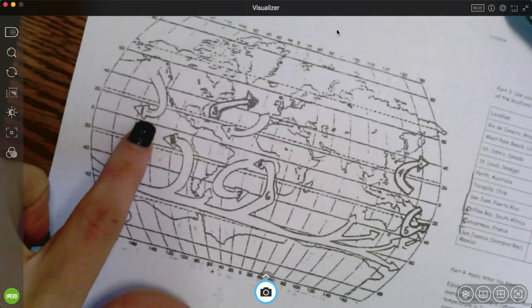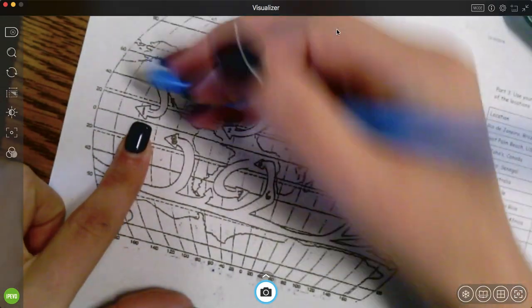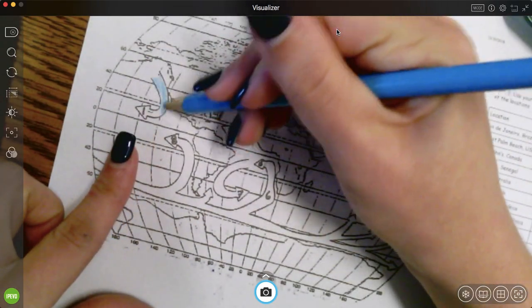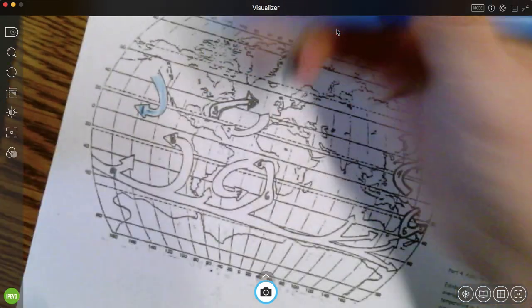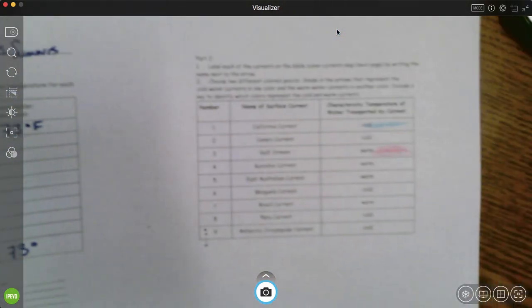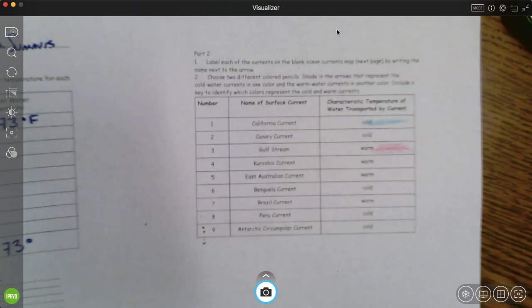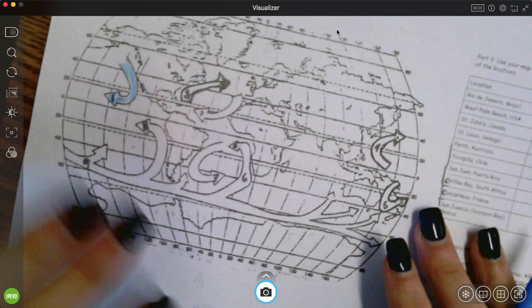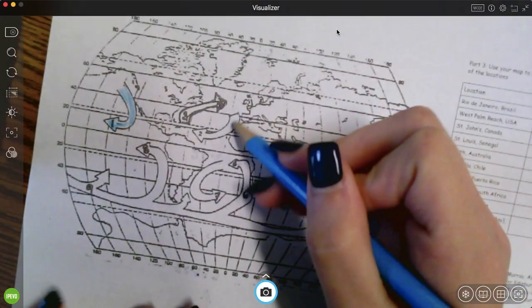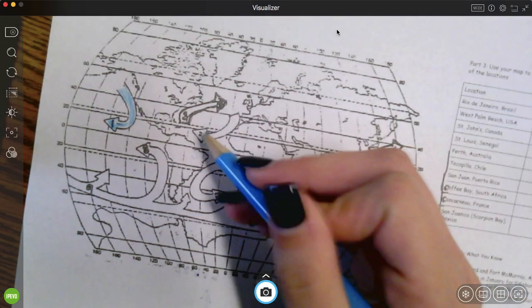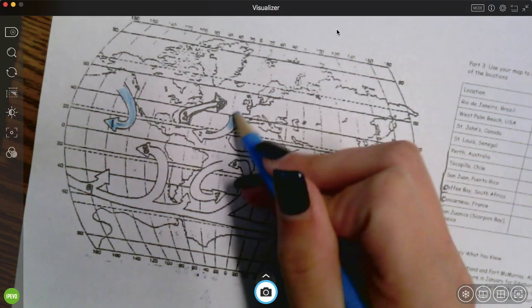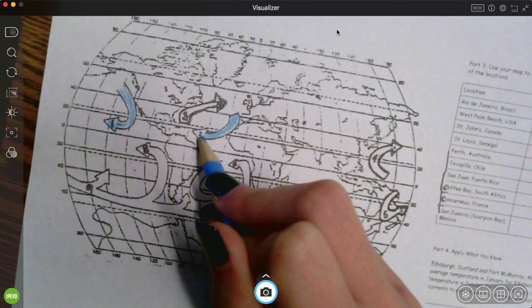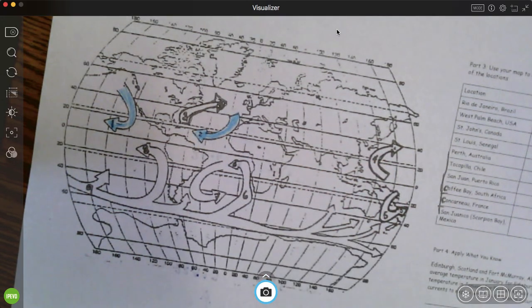So I'm going to go to my map. I'm going to look for the number 1. There it is. Oh, look, there's California. And I'm going to color it blue. All right. You'll have to sort of flip back and forth to do this. Not a big deal. The Canary current is 2, and it's also cold. So I look for the Canaries. The Canary Islands are off the coast of Africa, if you wonder where that's come from. They're actually named after a dog breed, not the bird. And so on and so forth.